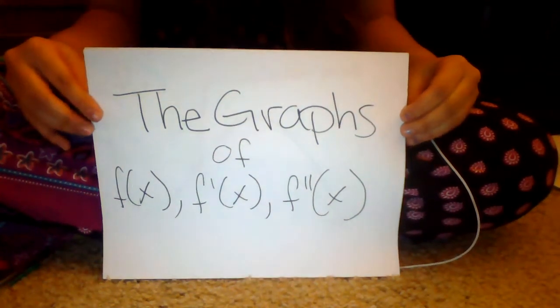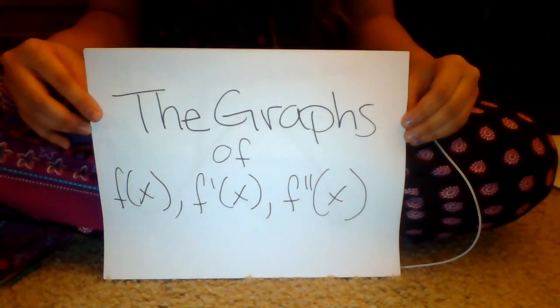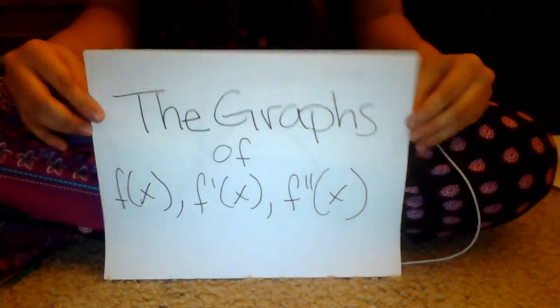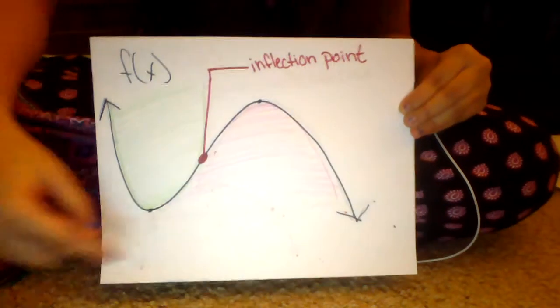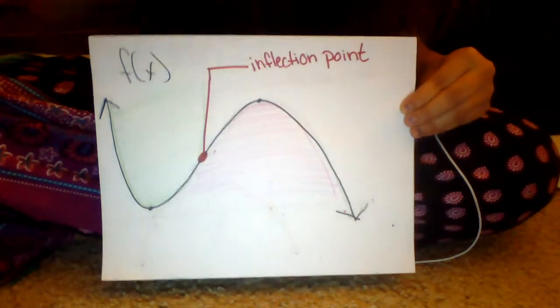We are discussing the graphs of f of x, f prime of x, and f double prime of x. I hope to illuminate what the graphs look like and what the first and second derivative of f of x tell us about the function. So my f of x is a cubic function with three critical points. There is the local min, the inflection point, and the local max.